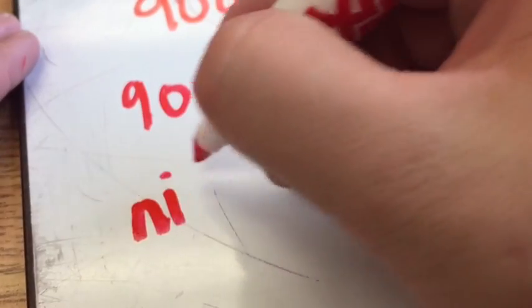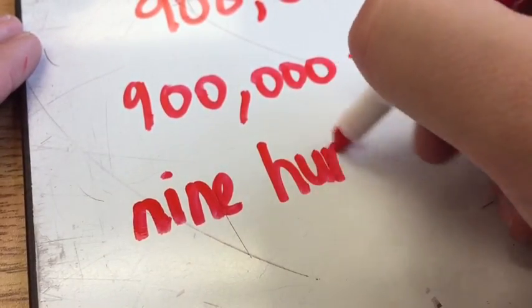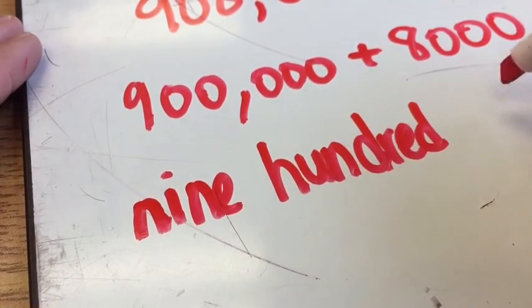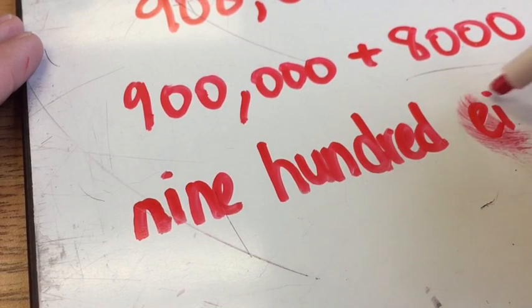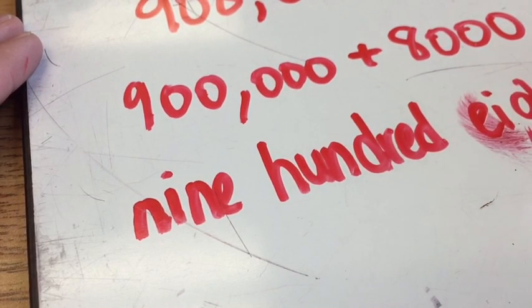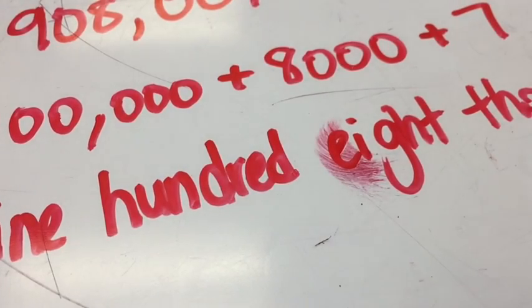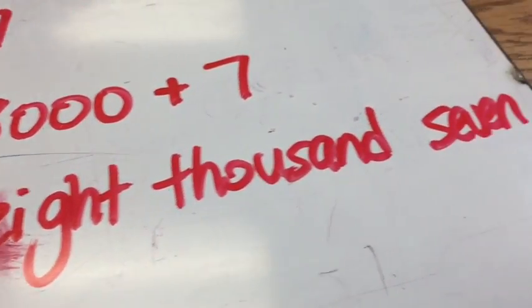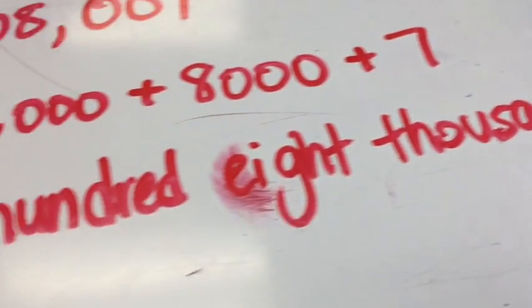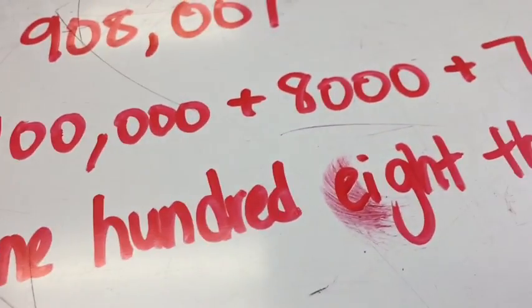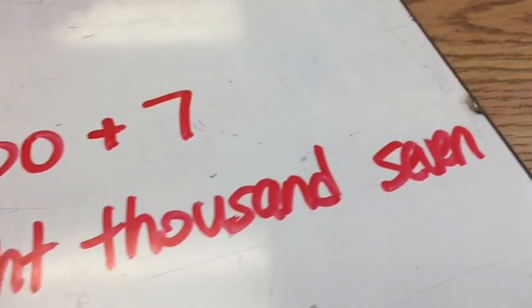We write 908,007. Remember, do not write that and because that means a decimal and there are no decimals in our number. So that number again is 908,007.